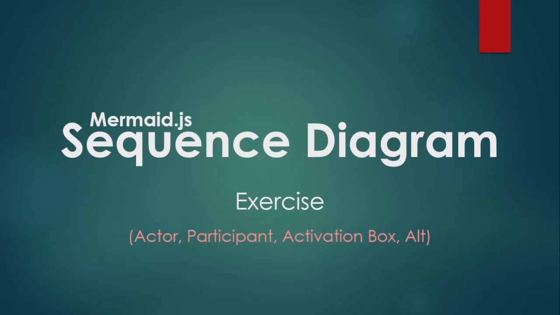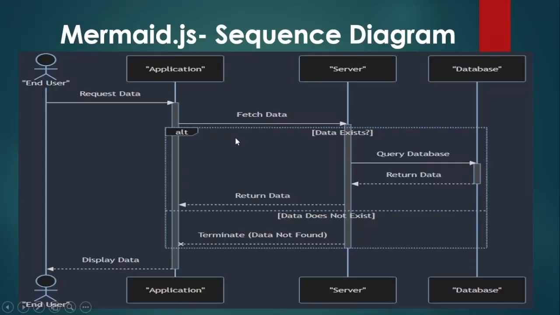Hello and welcome back. Let's perform an exercise combining most of the things that we have done, that is actors, participant, activation box, and the alternative frame using the alt tag. Do you remember this diagram?